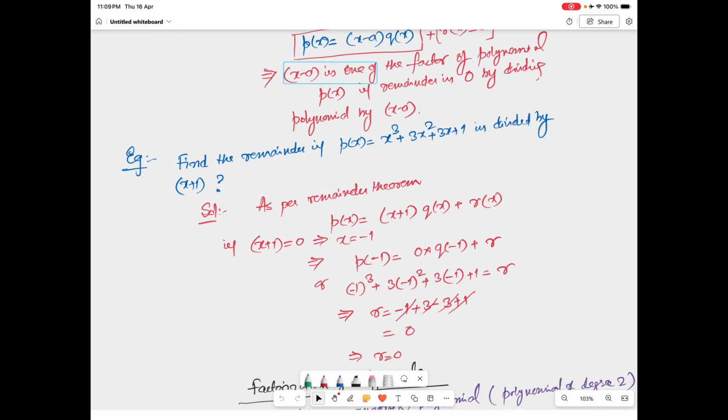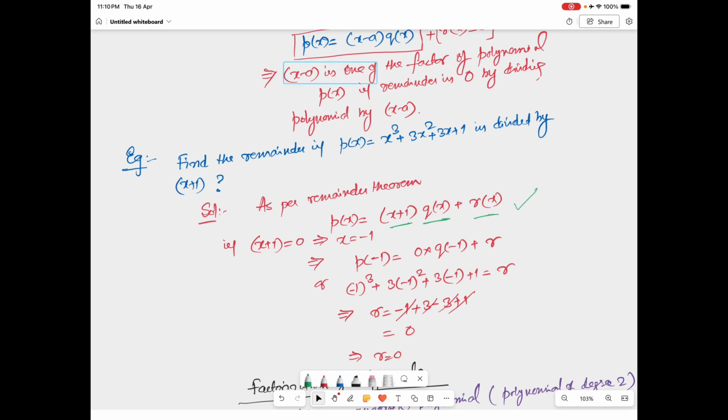Just for the sake of understanding, I am taking up an example which has degree 3: x to the power 3 plus 3x square plus 3x plus 1. If we divide it by x plus 1, what is the remainder? As I told, from the remainder theorem I can write p(x) is equal to x plus 1 into q(x) plus r(x), because I am dividing with the divisor x plus 1. I'll get a quotient q(x) and a remainder. So I have to find out the value of the remainder.